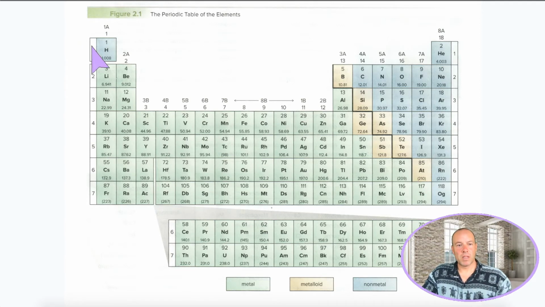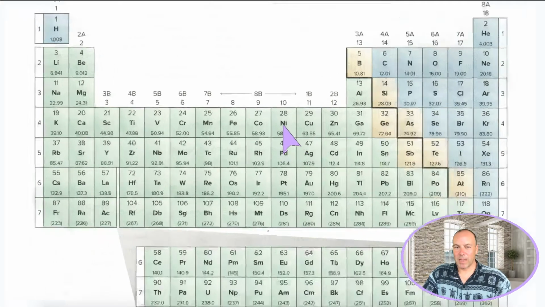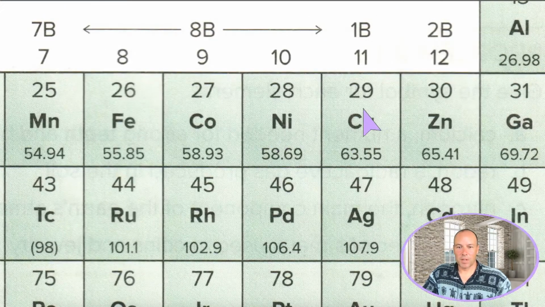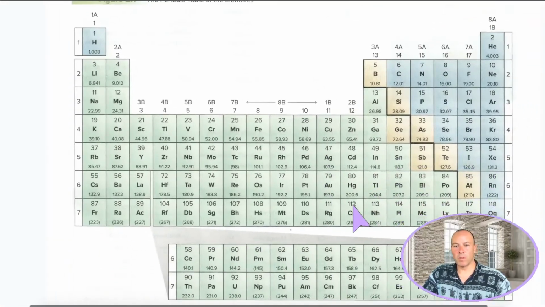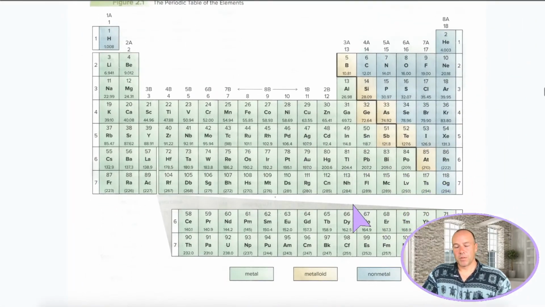This one also has the periods and group numbers as well, but it doesn't have the element names. So you just have to know that this is copper, and that's zinc, and that's silver. So the more you familiarize yourself with the element symbols, the more you remember. But I don't yet know what all of the symbols stand for. I know a lot of them, but not quite all of them. So some of these down here, I'd have to look up what those mean.